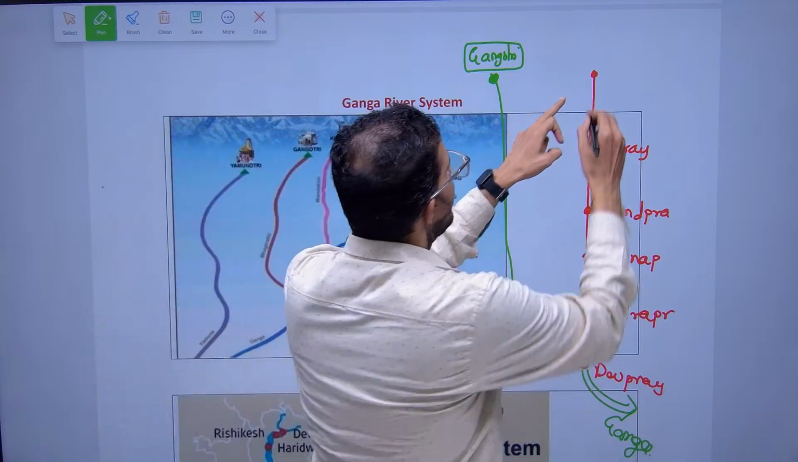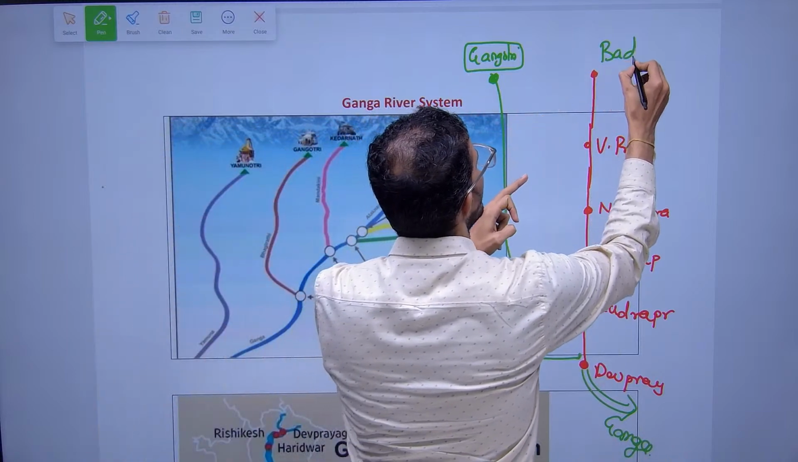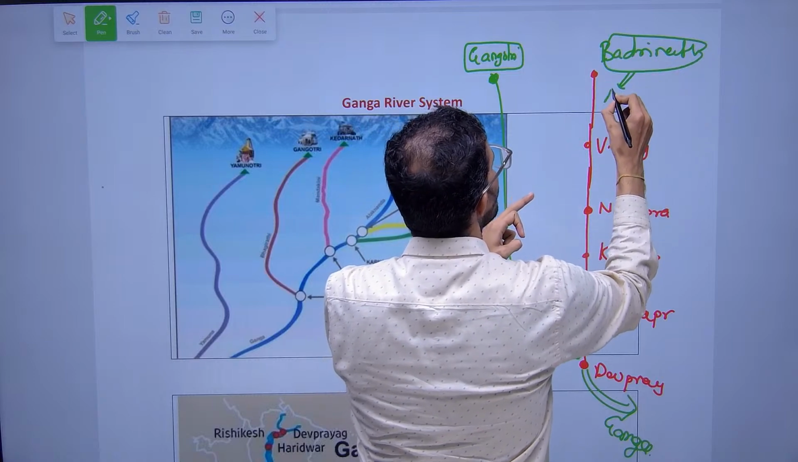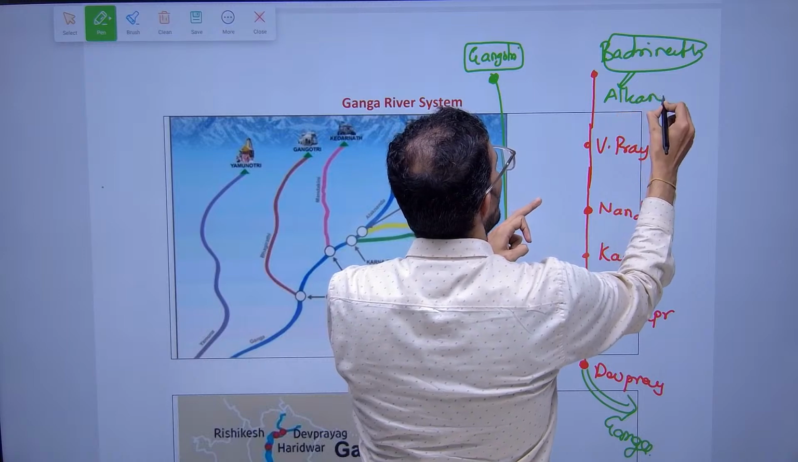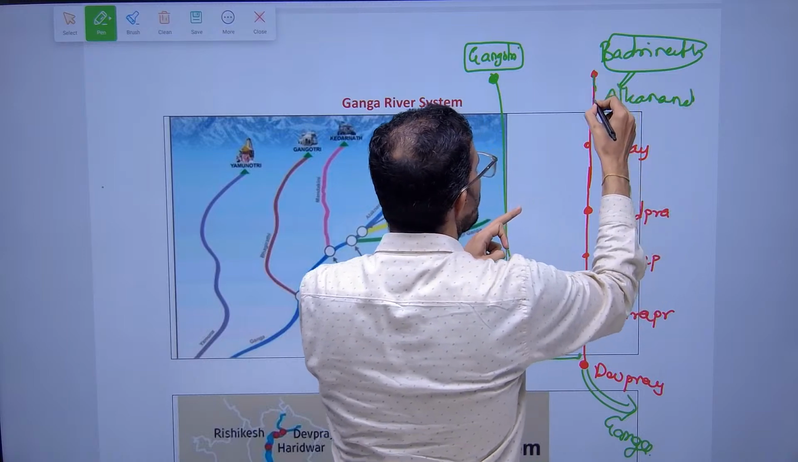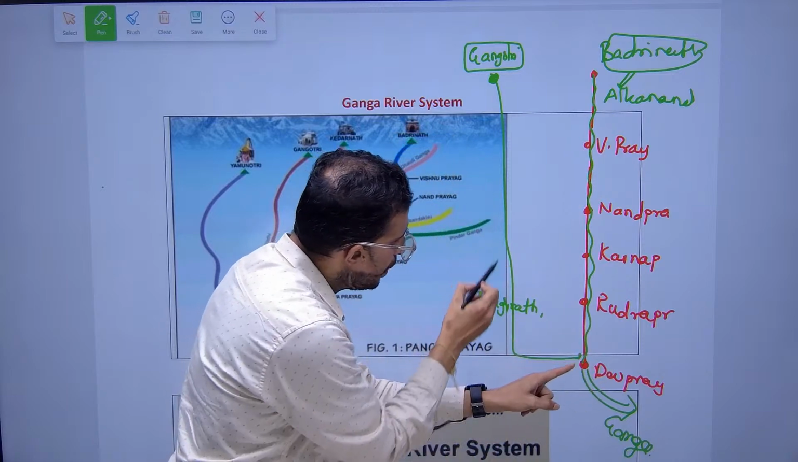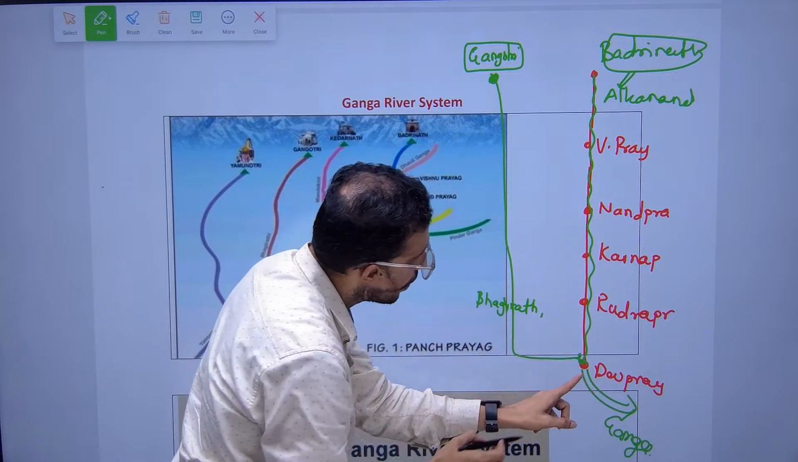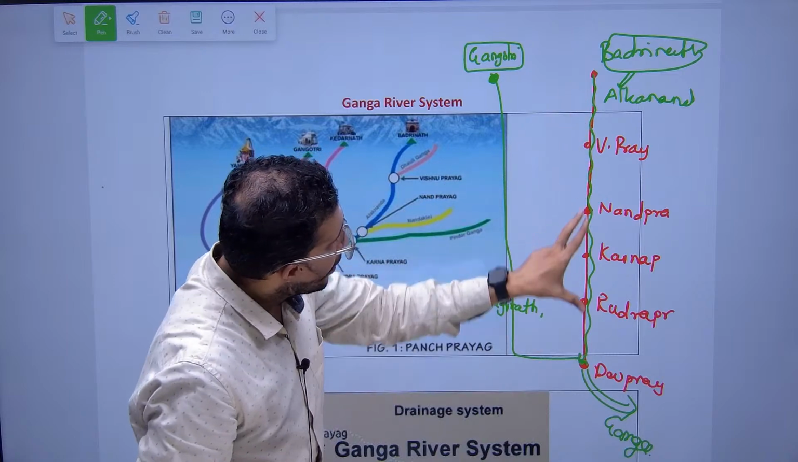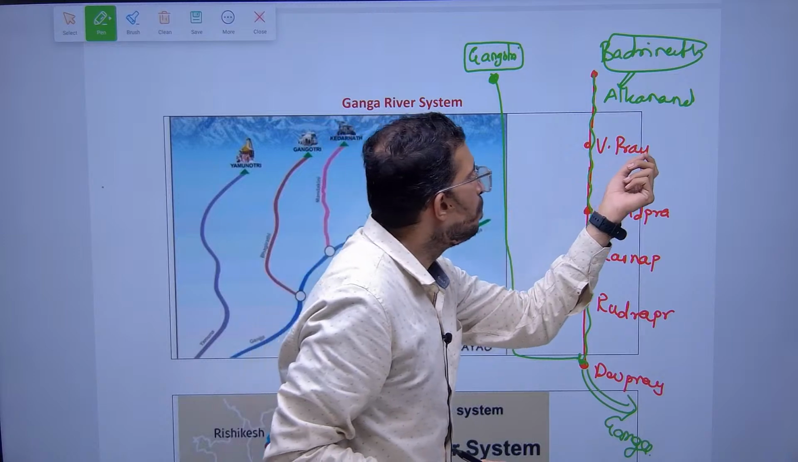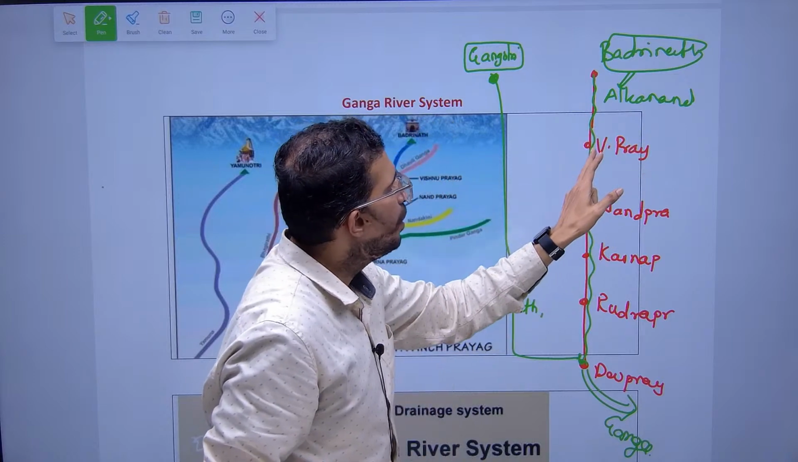Okay. Then this is the Badrinath. From Badrinath, the Alaknanda river flows. Throughout this process, the Alaknanda river flows. This Alaknanda river meets Bhagirathi at the Dev Prayag. While traveling, at the 4 Prayag, this Alaknanda is merged or met by other rivers.